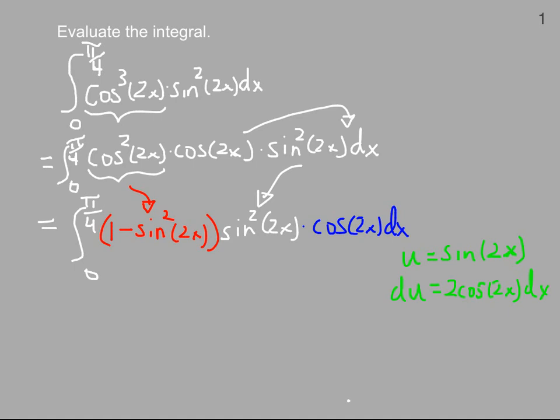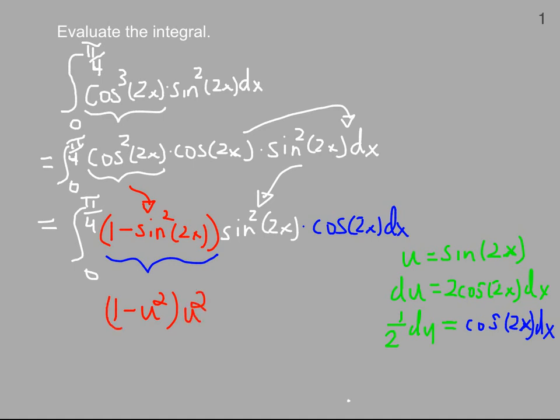And so half of du is going to take the place of the blue there, cosine of 2x dx. These become 1 minus u squared times u squared, and then we have half of du. So that's what that integral becomes.